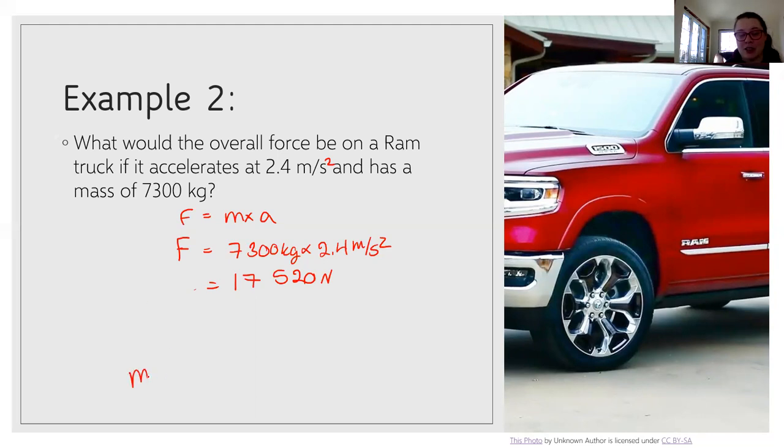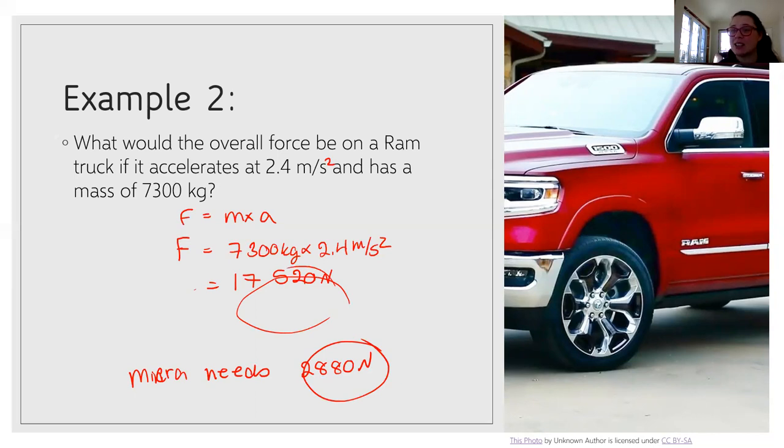So by comparison, the Micra needs 2,880 newtons. What's the difference that makes the big change in force that you need between the two? It's the amount of mass. The truck has so much more mass, it doesn't want to change its motion as easily, so it requires more force to do so. Therefore, it requires the larger engine. Yes, the larger engine adds weight, but it's required in order to move the overall mass of the vehicle.